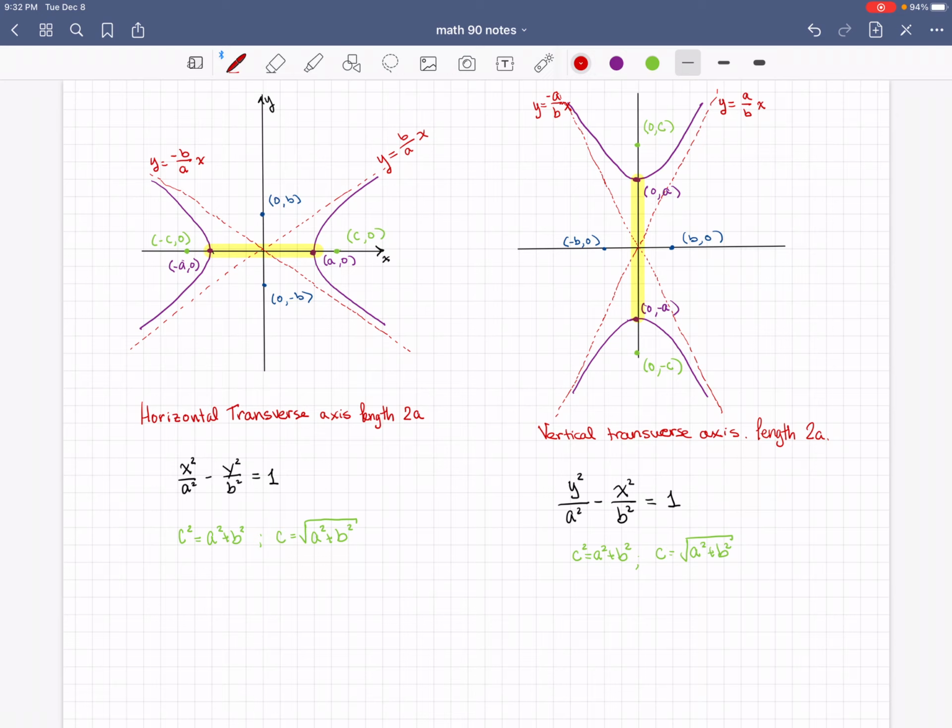So this essentially concludes our summary of the basics of hyperbolas. We'll look at some examples in a future video, but for now this sets the tone and we get the basics of what is happening with hyperbolas, what they are, and how they work.